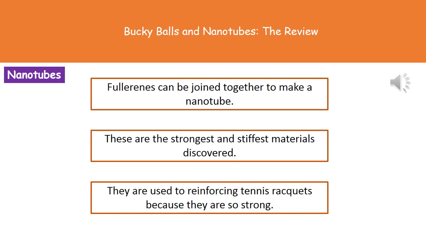One thing we can actually do with these fullerenes is to join them together to make a structure called a nanotube. Now what's important about these is that they're the strongest and stiffest materials that have been discovered to date. Now what we actually use them for at the moment is as a reinforcing material inside tennis rackets, and that's one of those common questions that comes up on your exam asking about the use of nanotubes. Reinforcing tennis rackets is the answer.